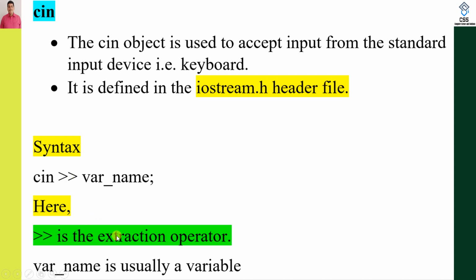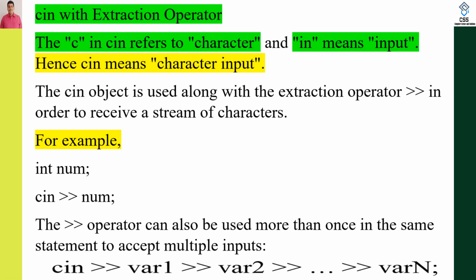Double greater than is known as your extraction operator, which is used with cin, and double less than is known as your insertion operator, which is used with cout as an output statement. Var name is your variable name in which you want to store the value. Now let us clarify what the C means in cin. The C means character, in means input, and hence cin means character input, that is, whatever value you input with the help of cin.